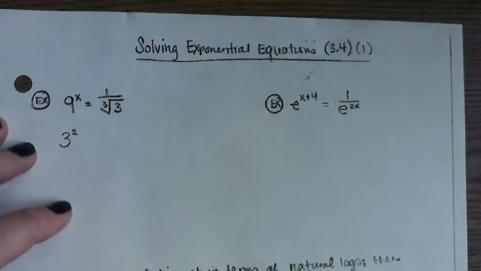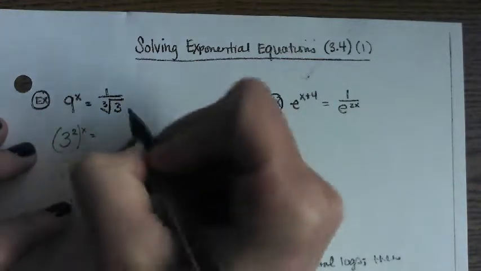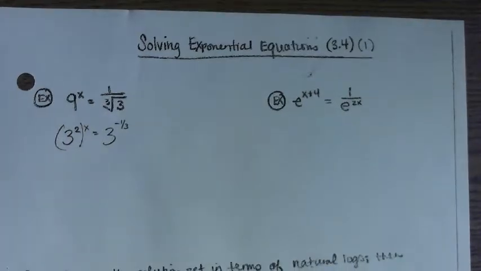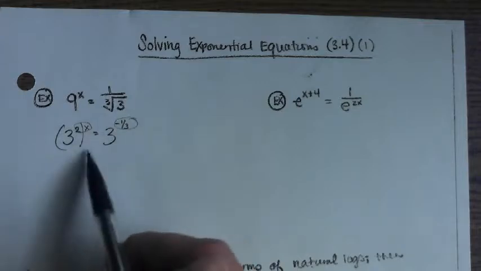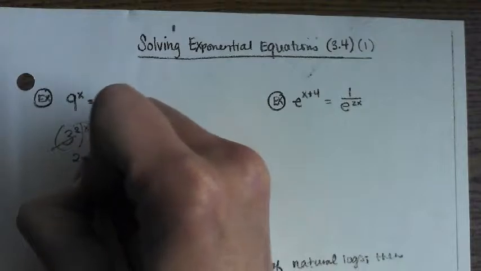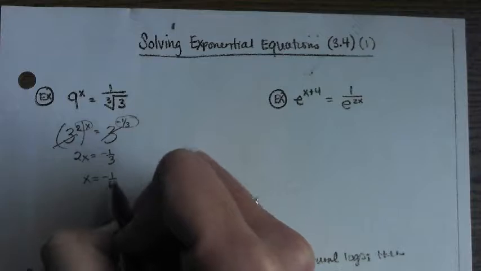We would change the 9 to 3 squared, and we would change this to 3 to the negative 1/3 from what you know about radicals and exponent rules, getting something out of the denominator. And then following your exponent rules, this has an exponent of 2x. And so once your bases are the same, you can drop them, and you get 2x equals negative 1/3 and solve. Divide by 2, x equals negative 1/6.